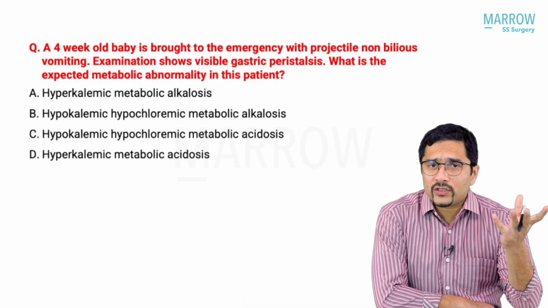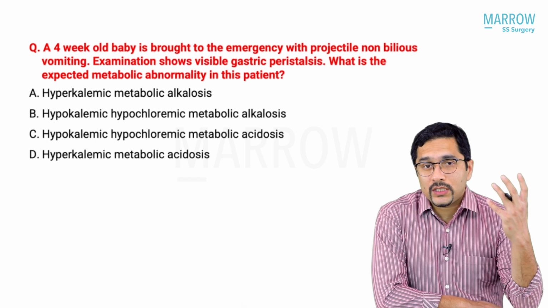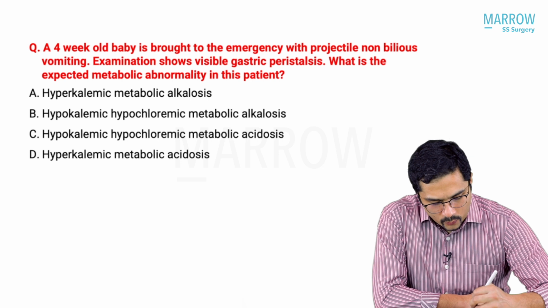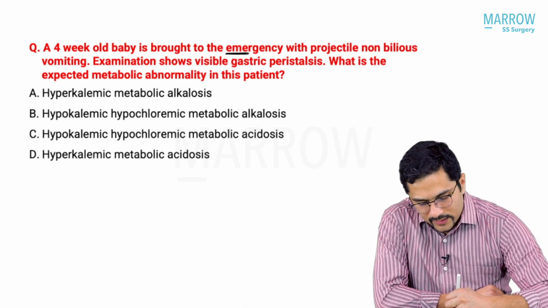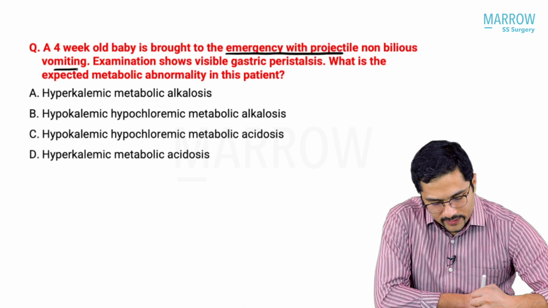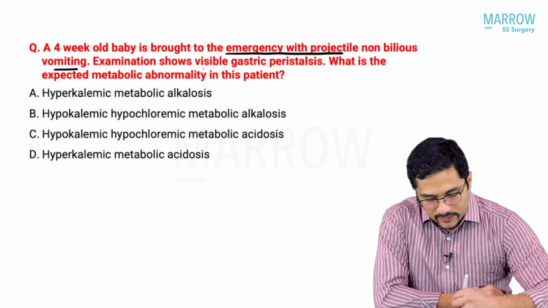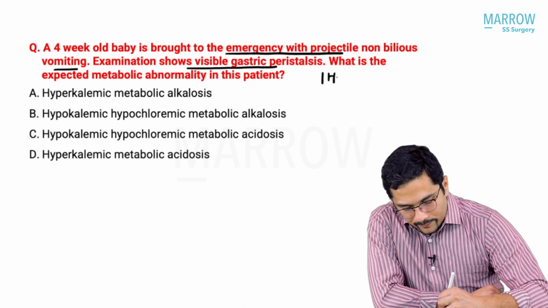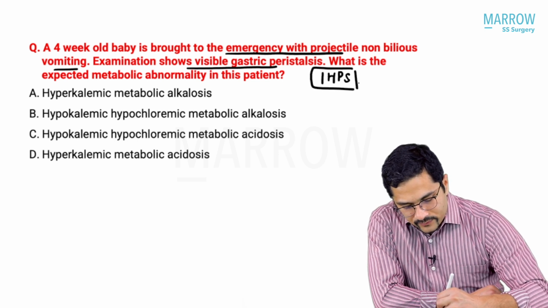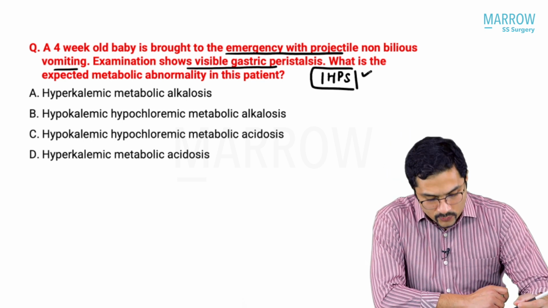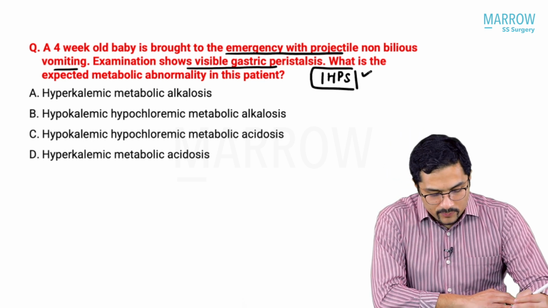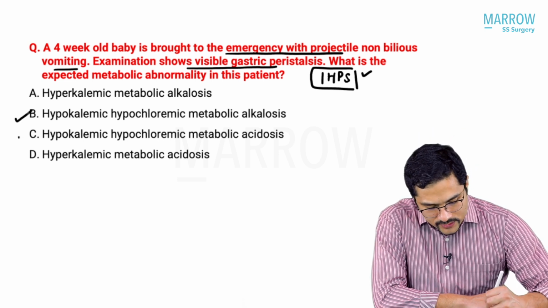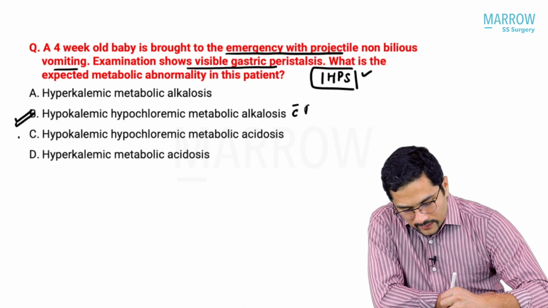The first question, I think, is a hot topic both in PG and in SS. This was about hypertrophic pyloric stenosis. There is a 4-week-old baby who is brought to the emergency with projectile non-bilious vomiting. Examination shows visible gastric peristalsis. So, we know the diagnosis is idiopathic hypertrophic pyloric stenosis, and the expected metabolic abnormality is hypokalemic, hypochloremic metabolic alkalosis with paradoxical aciduria.